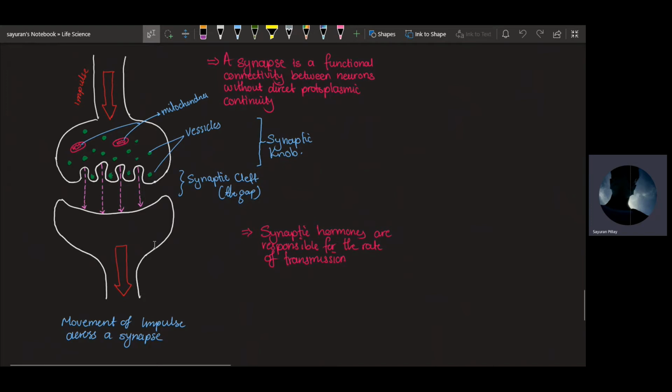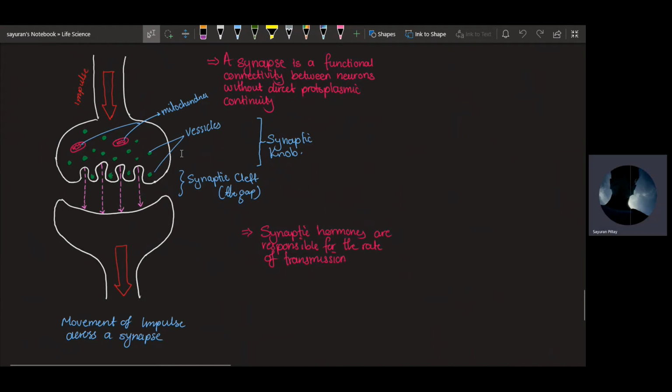So the proper definition for a synapse is what? A synapse is a functional connectivity between two neurons without direct protoplasmic continuity. So what that means is that it's a functional connectivity, meaning it allows two neurons to be connected and things move across that connection, hence functional connectivity between two neurons, as we said, but there's no direct protoplasmic continuity. What does that mean? That means they do not share cytoplasm or a protoplasm. It leaves this cell and enters the other cell. There's no continuation of the protoplasm, right? So this is a nice, very concise, very thorough definition which you can use.